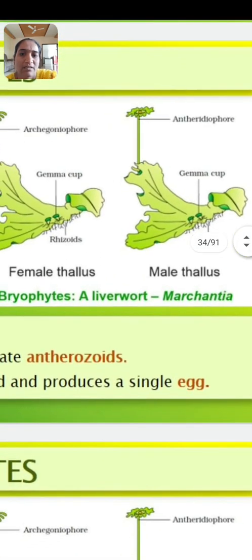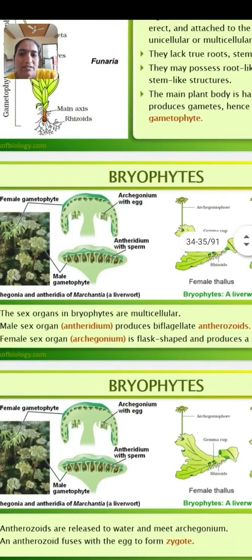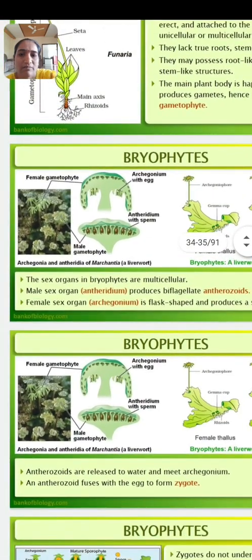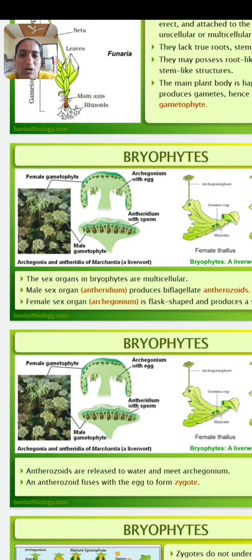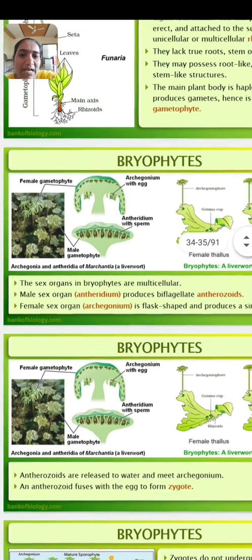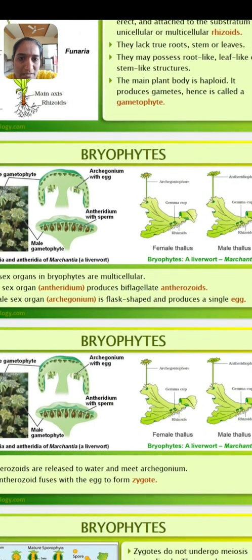The sex organs in bryophytes are multicellular. In the male, the male sex organ is known as antheridium. It produces biflagellate antherozoids. Biflagellate means it possesses two flagella. Then the female sex organ is known as archegonium, and it is flask-shaped and produces a single egg.